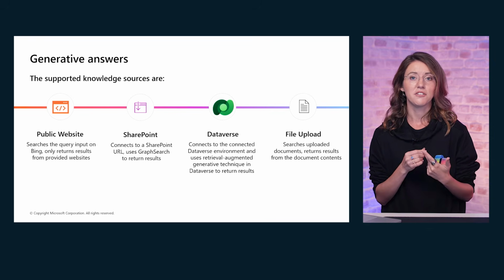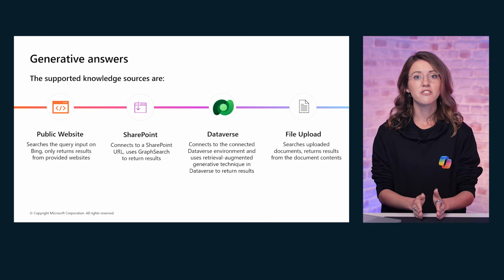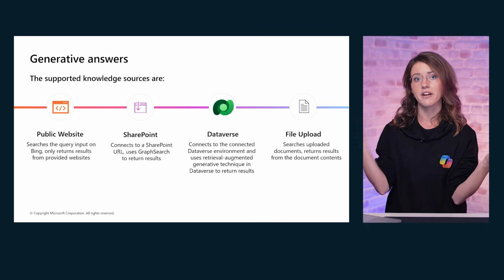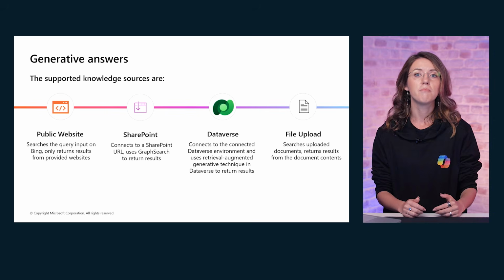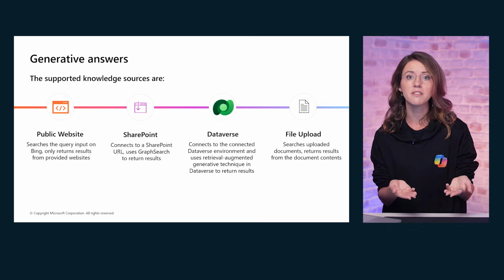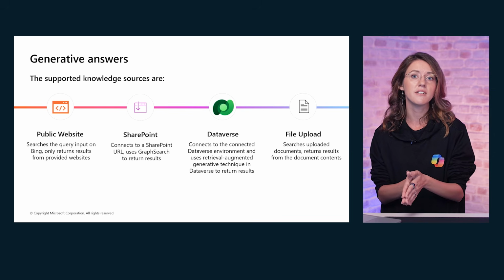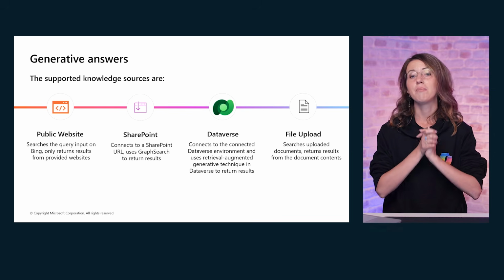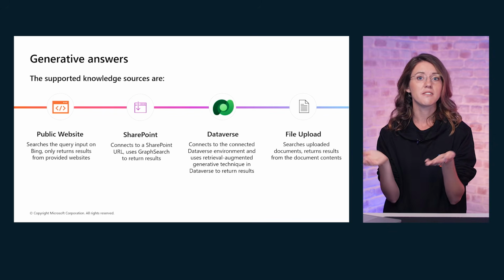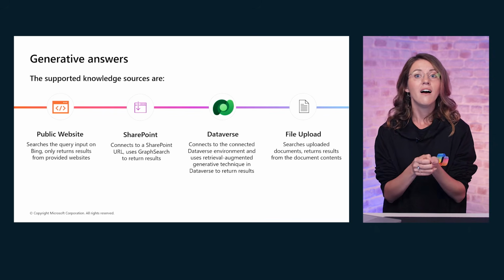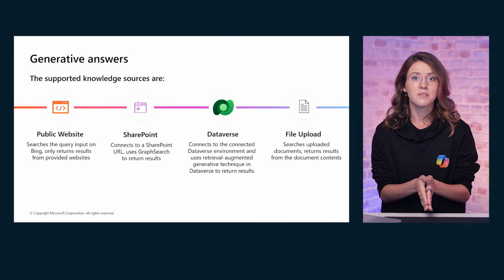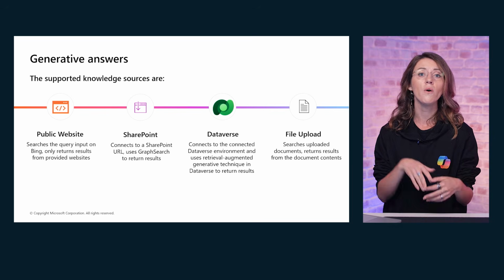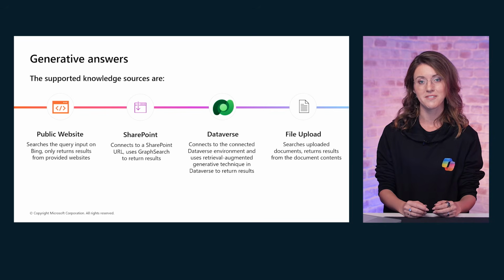Then there is Dataverse, which provides structured business data. Your agent can retrieve information from tables and records used across Power Platform apps, helping maintain consistency and accuracy in its responses. And finally, you can upload files like PDFs, Word documents, or even Excel sheets. These become reference materials your agent can use to answer questions, summarize content, or guide users through complex topics.